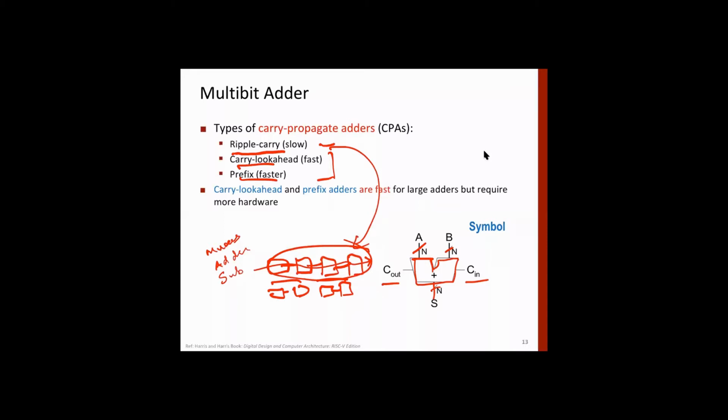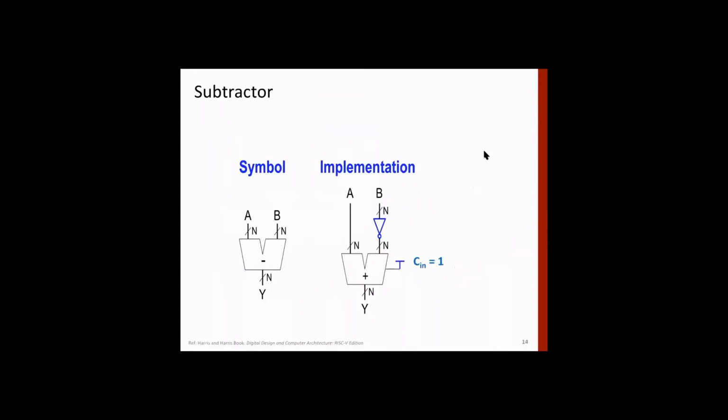All right. A subtractor is nothing but an adder with 2's complement, and then of course we add C in, because in a 2's complement number you invert the second number and then add 1 to that, right?